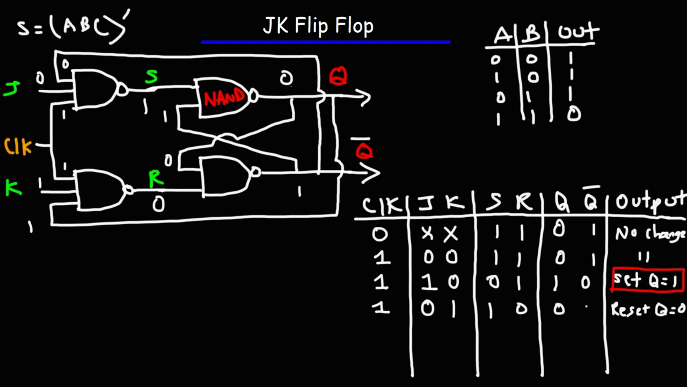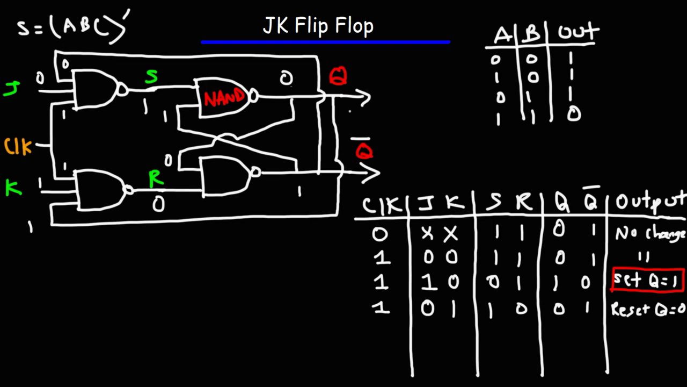So Q is 0, Q bar is 1. Now what happens after we press the K button once? What happens if we release the K button and then press it again? Now that Q and Q bar have changed, the K NAND gate is inactive. The J NAND gate will be active. So if we release K and then press K again, it's not going to change the output.